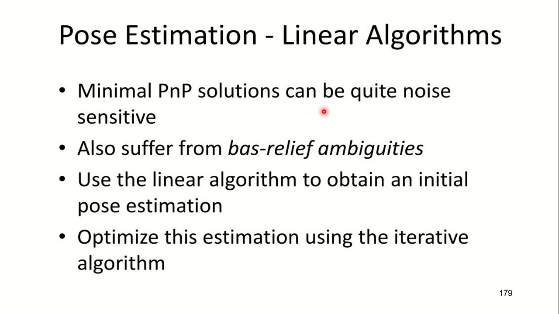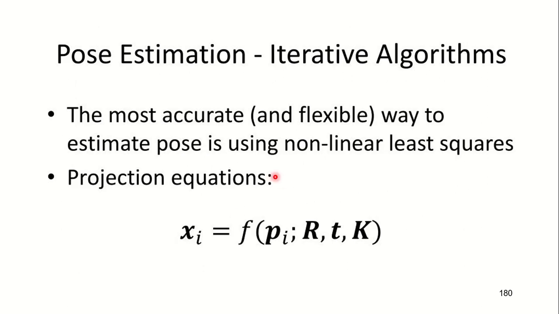Minimal PnP solutions can be quite noise sensitive, and they also suffer from bas-relief ambiguities. So use a linear algorithm to obtain an initial pose estimation, then optimize this estimation using an iterative algorithm. The most accurate and flexible way to estimate the pose is using nonlinear least squares.